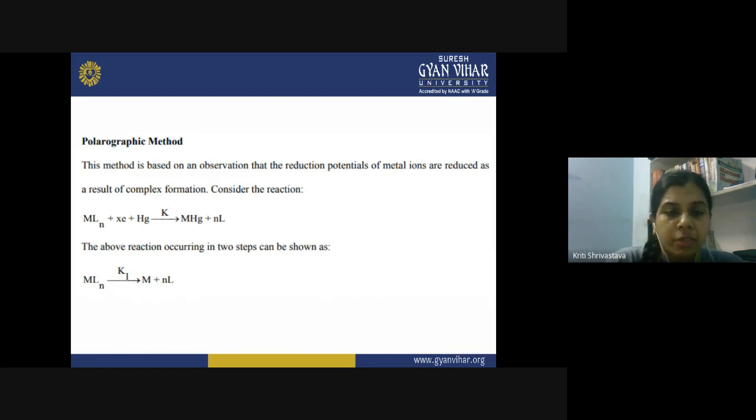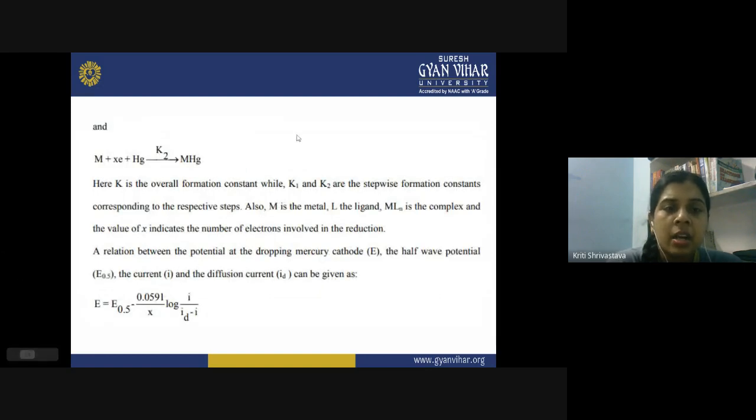This is the first step. In the next step, what happens now? These metal atoms are getting electrons and dissolving into mercury, forming the mercury amalgam. This is the second step, and for this step you have an equilibrium constant K2. If you take K as the overall formation constant, then K1 and K2 are the stepwise constants corresponding to the respective steps. Also, M is the metal, L is the ligand, and MLn is the complex, and the value of x indicates the number of electrons involved in the reduction. How many electrons are required for the reduction of the metal ion?